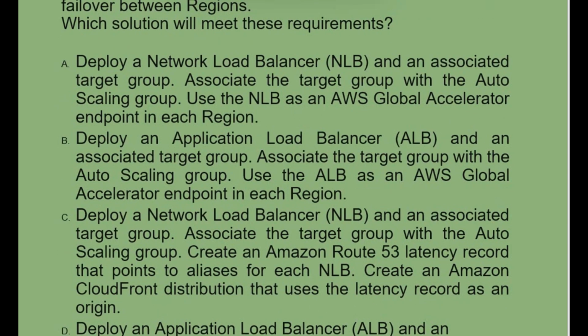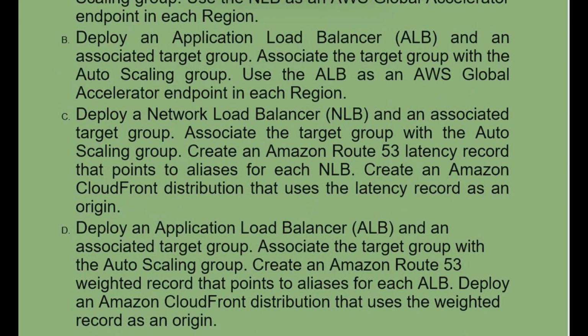Option C. Deploy a network load balancer NLB and an associated target group. Associate the target group with the auto-scaling group. Create an Amazon Route 53 latency record that points to aliases for each NLB. Create an Amazon CloudFront distribution that uses the latency records as an origin.